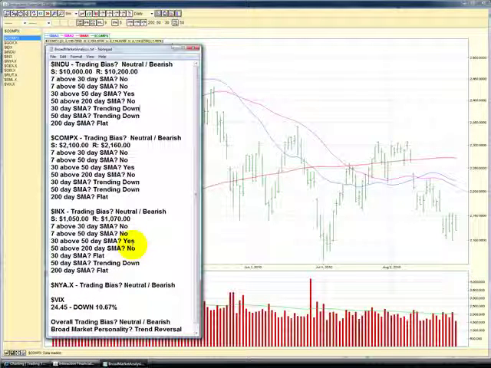And you can see that the 30 is still above the 50, but the 50 is not above the 200. We can see that the 30-day is now trending down again. Sorry, I'm on the wrong one. 50 is trending down. 200 is flat. Same thing, by the way.